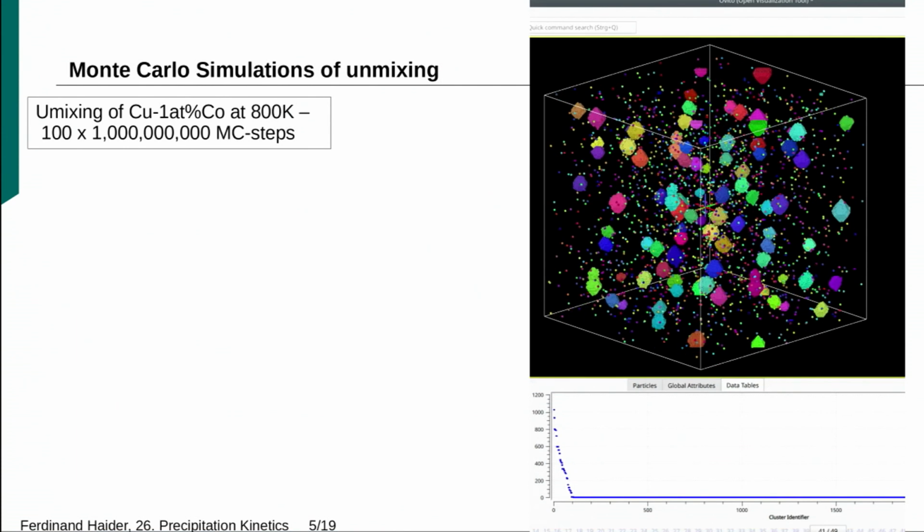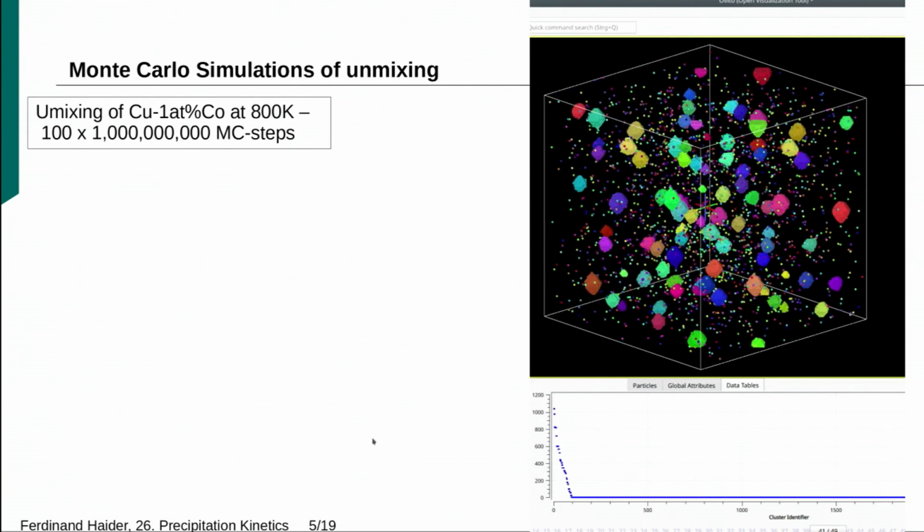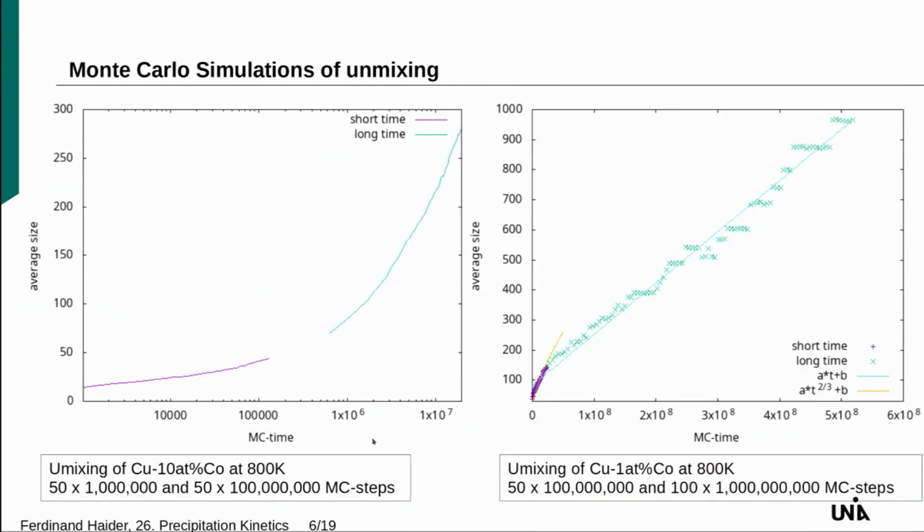So the first thing you can do now is to plot this cluster size distribution. What's this here? That's the average size. So if you have the size distribution, you can determine the average size. And you can check these time laws I showed before, 1/2 and 1/3.